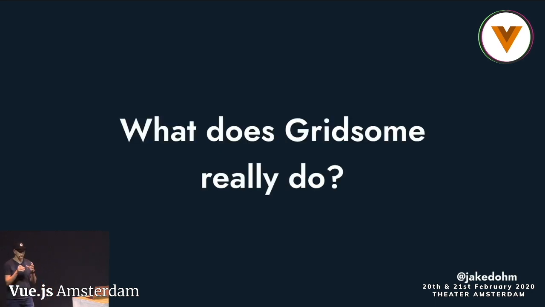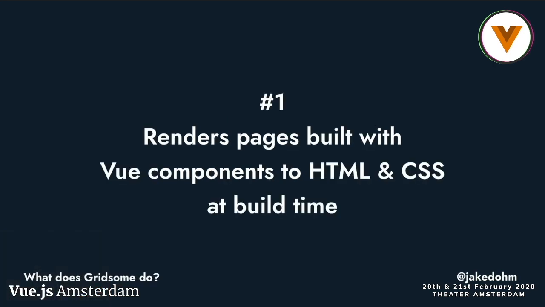So anyway, let's talk about Gridsome. What does Gridsome really do? Because I talked about a lot of things, but which of those are specific to Gridsome and how does it work? So the first thing it does is it renders pages built with Vue components to HTML and CSS at build time. So you write your templates in Vue just like you would in a regular Vue application for the most part, and it pre-renders those.